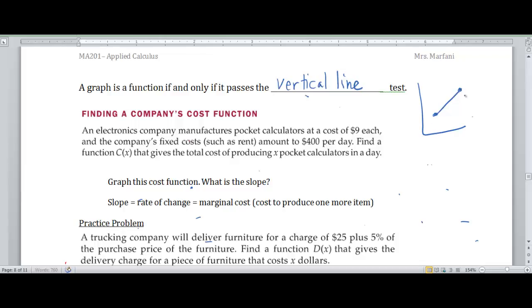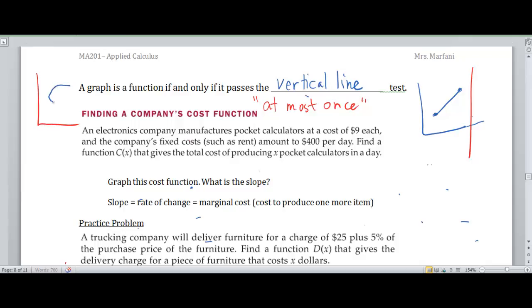Is that a function? Well, somebody can argue there's a vertical line there and it doesn't cross the graph. Well, that's okay as long as it crosses the graph at most once. So if it crosses 1 time or 0 times, that's okay. Okay, something like this is not a function. Okay, because I have a vertical line, it crosses the graph somewhere twice. Okay, let's look at this example.